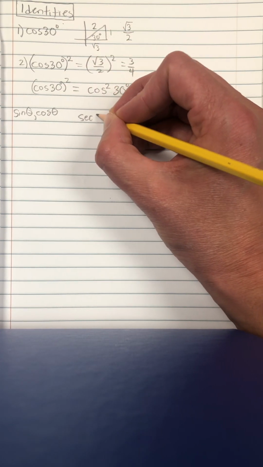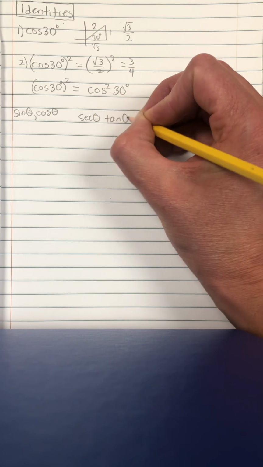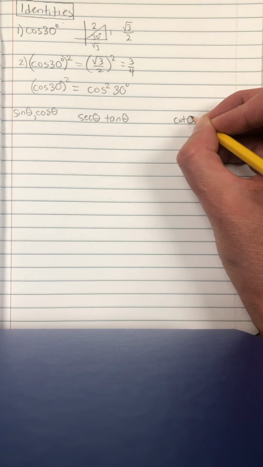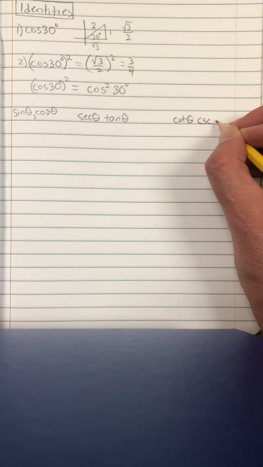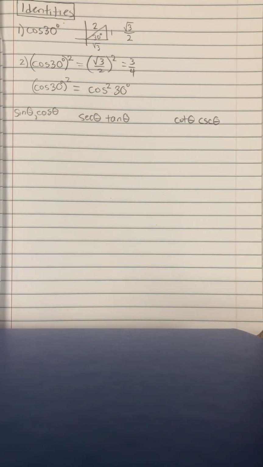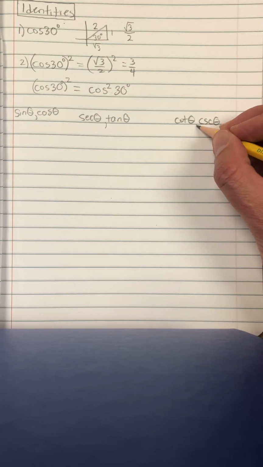Now what I want to do is explore relationships between some of these ratios. First, I'm going to pair off the sine ratio and the cosine ratio. I'm going to pair off the secant and tangent ratios, and I'm going to pair off cotangent and cosecant. Now you might be thinking, well, why those? What is the purpose in pairing off these ratios?